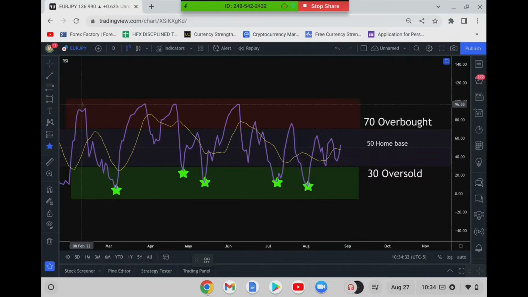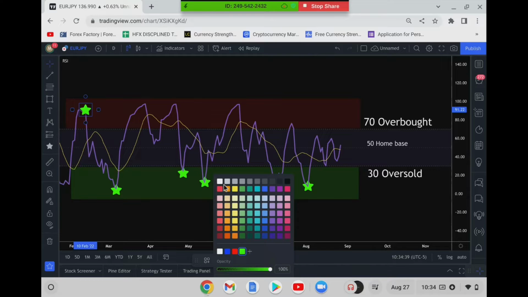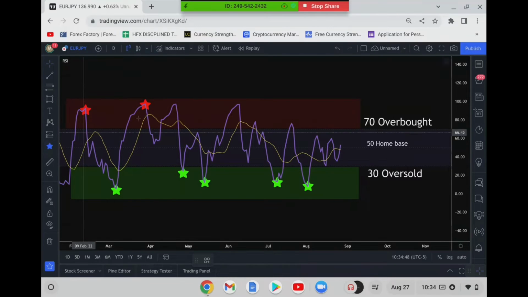Up here, we had an opportunity to sell, because price was overbought. Then we had another opportunity to sell, another, another, and another, and then we had a final opportunity to sell.